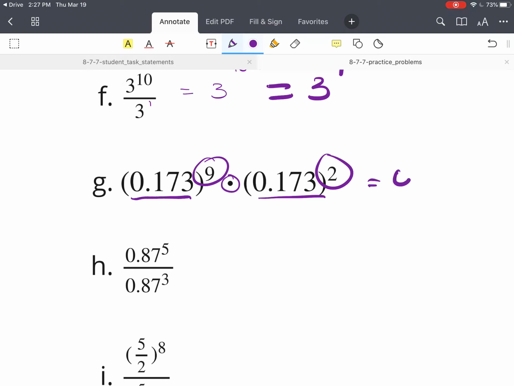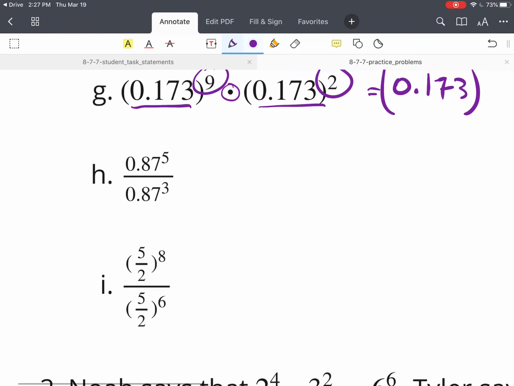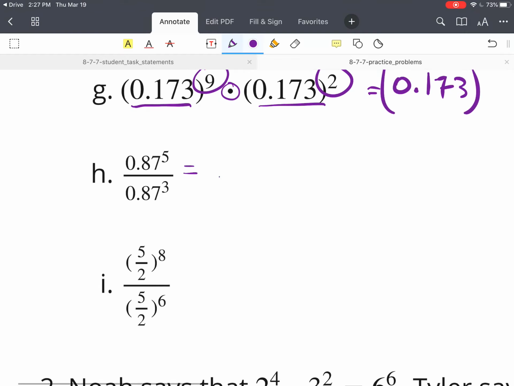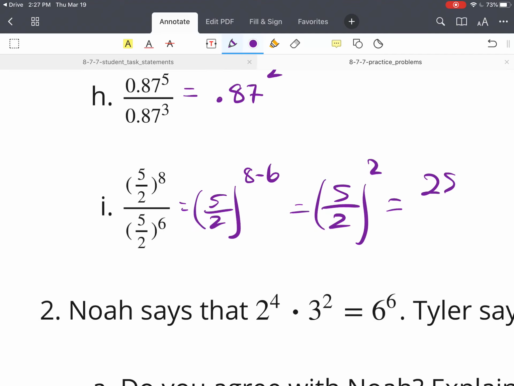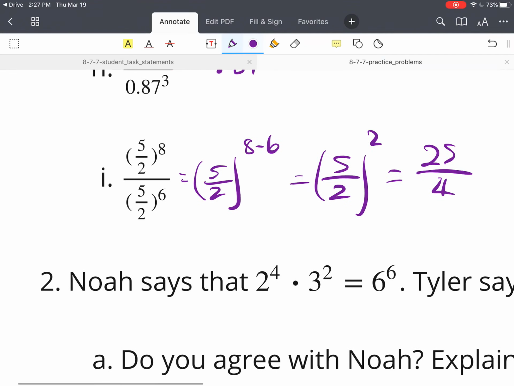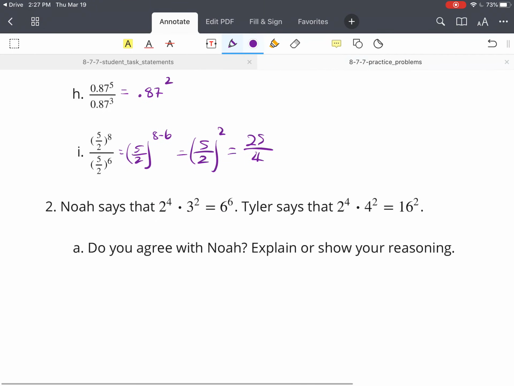We're going to add the exponents, okay? So this is going to be 0.173 to the 11 power. Disgusting. The base is 87.87, and then 5 minus 3 is 2. You see, it ain't that bad. The base is 5 over 2, and then we're subtracting the exponent, so 8 minus 6 is 2. And if you really want to, you can go ahead and multiply, square everything.